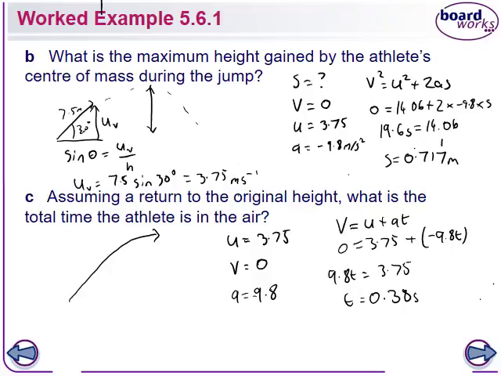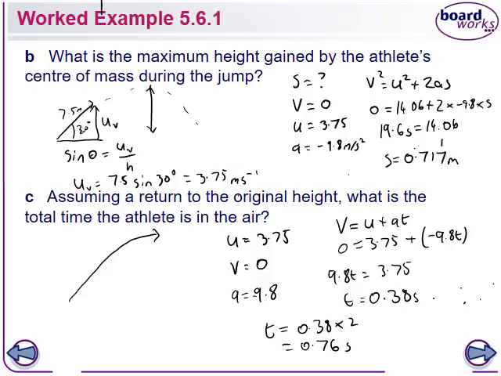Very good. That 0.38 seconds is the time it takes for the athlete to get from the ground to the peak. He's got to get back down again. Now, in any projectile motion problem, you can assume that the start of the trajectory is the same as the end. It's just a mirror image. So if it takes 0.38 seconds to get to its peak, it's going to take 0.38 to get back down again. So we have to multiply that by 2. So our total time is going to be 0.38 multiplied by 2, which will give us 0.76 seconds.